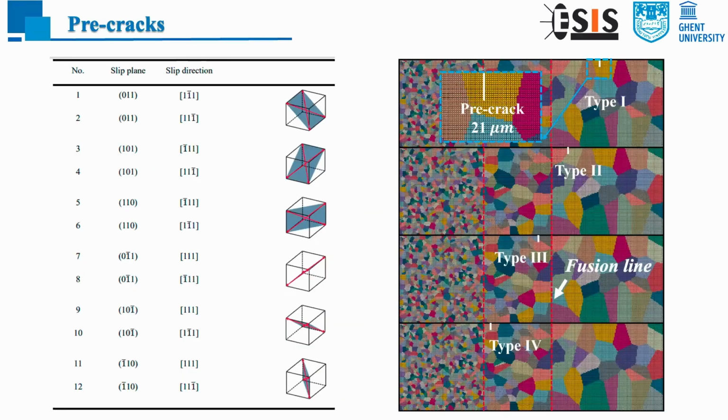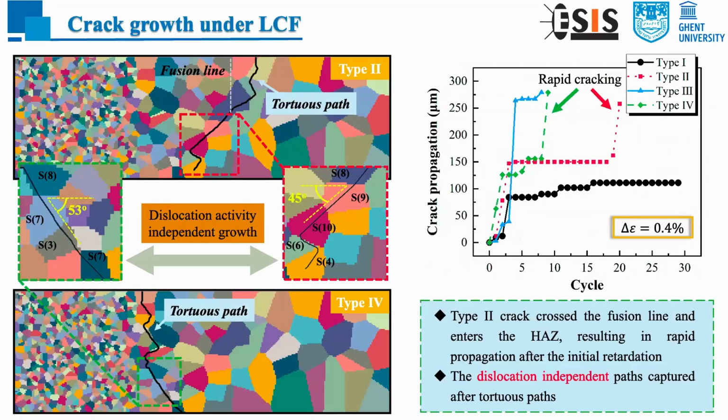So in our research, we introduce 4 pre-cracks defined according to the original position. They can be defined as type 1, type 2, type 3, and type 4 cracks. And I also listed the notation of all the 12 slip systems for the BCC crystals. And here are the results under low cycle fatigue.